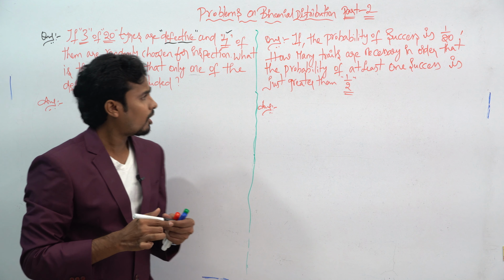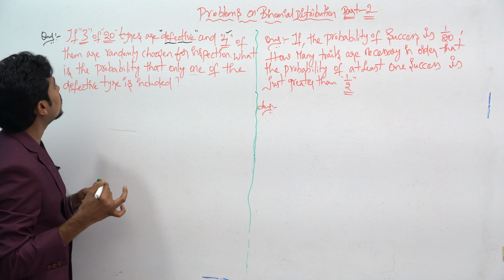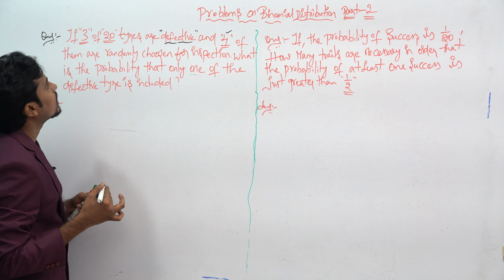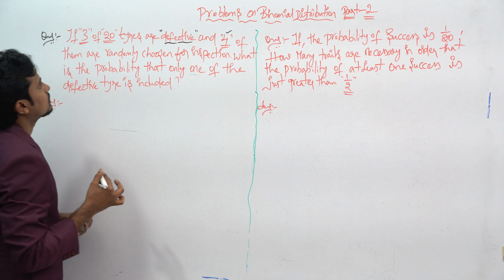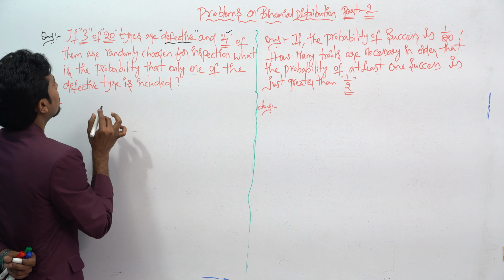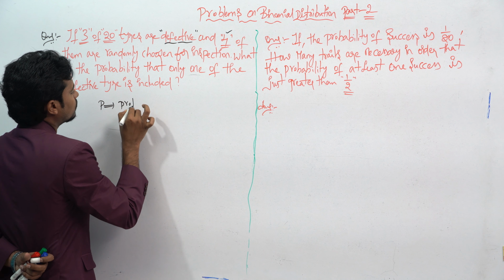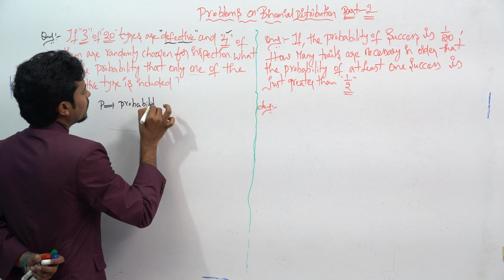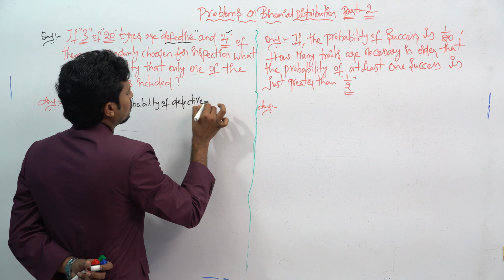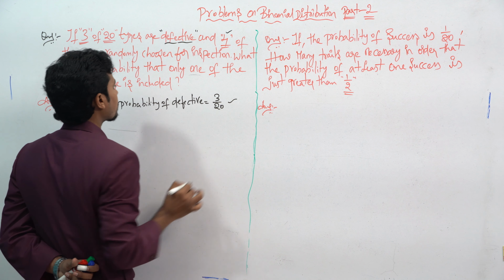So how can we approach this problem? Here we can see the total number of tires given is 20, in which 3 are defective, right? Here, if I take P as the probability of defective, that will be equal to 3 divided by 20. Okay, next.